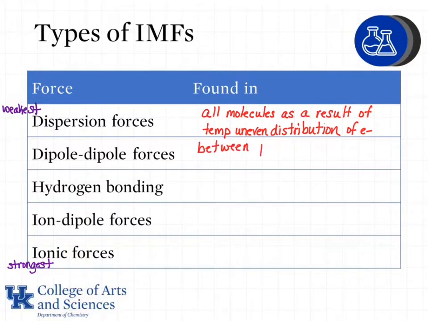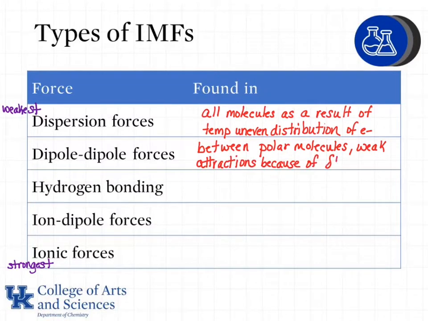Dipole-dipole forces occur between two or more polar molecules. These can be two of the same molecule or two different polar molecules. They are very weak attractions, and they result because of the partial positive and partial negative that result in a polar molecule.